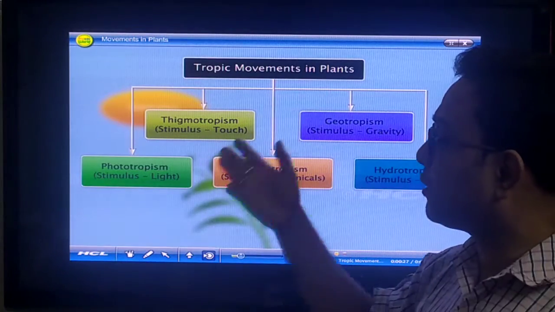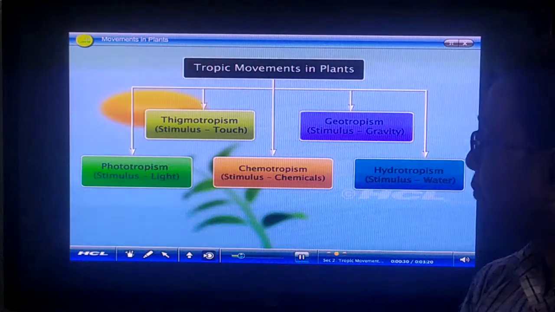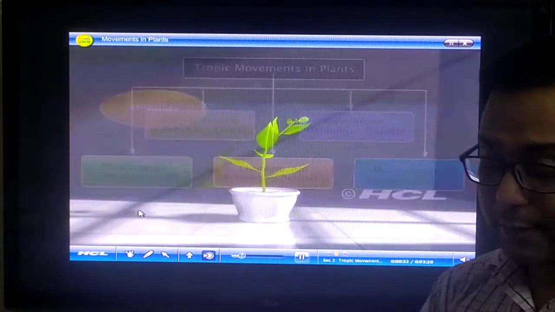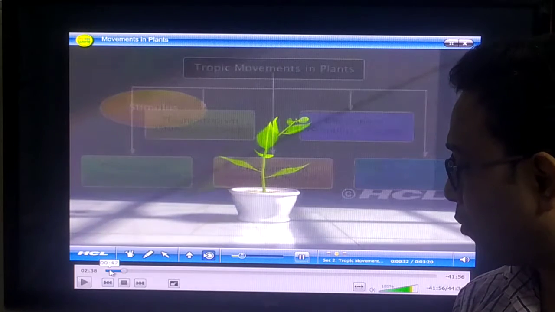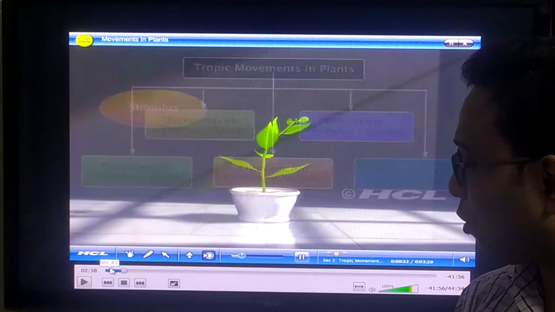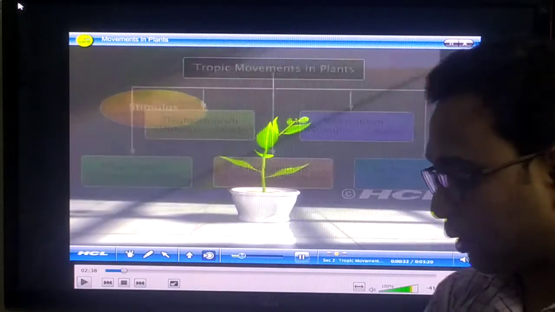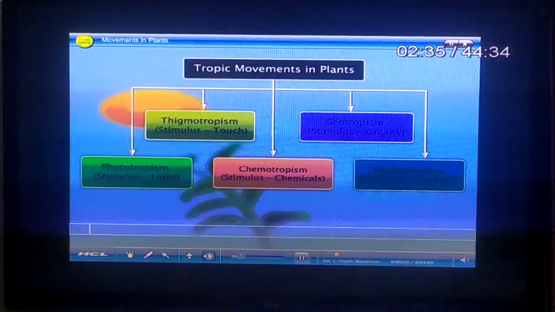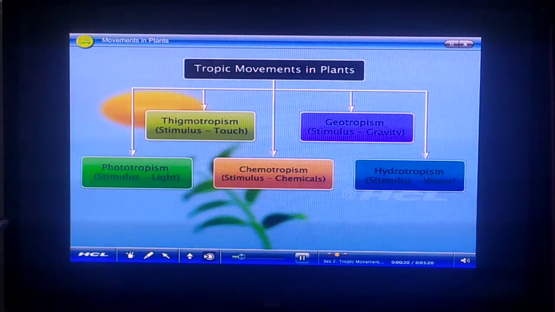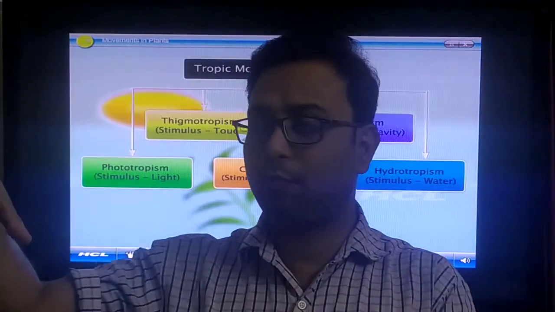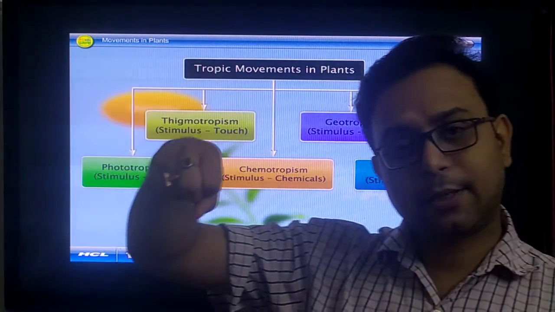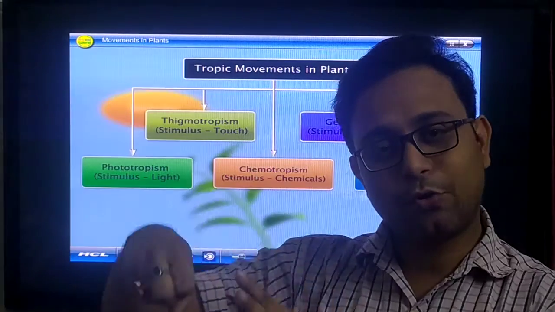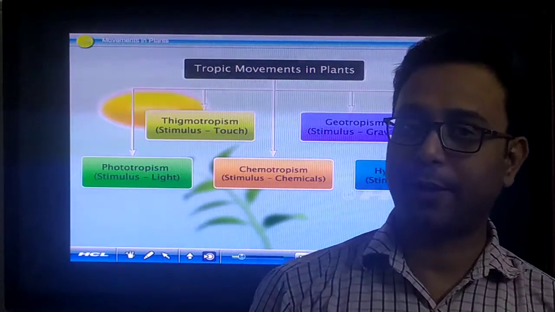Sometimes phototropism, chemotropism, geotropism, all are there. But what is the difference? One by one we discuss all of these things. Number one, show the direction of the stimulus, from where the stimulus is coming. The movement is also happening towards this direction. So it is called tropic movement.